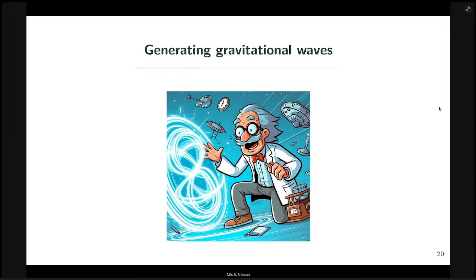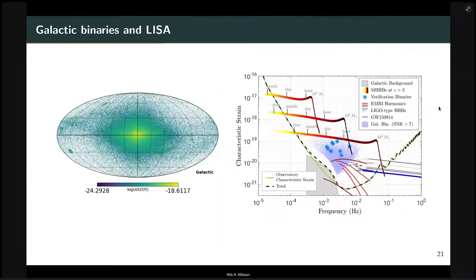So it will be sensitive to very low frequency and low amplitude gravitational waves. And in the galaxy, there are about 25,000 galactic binaries. These are white dwarf binaries with an orbital period of hours or days. So they're not coalescing objects. They're just sitting there orbiting slowly in spiral.